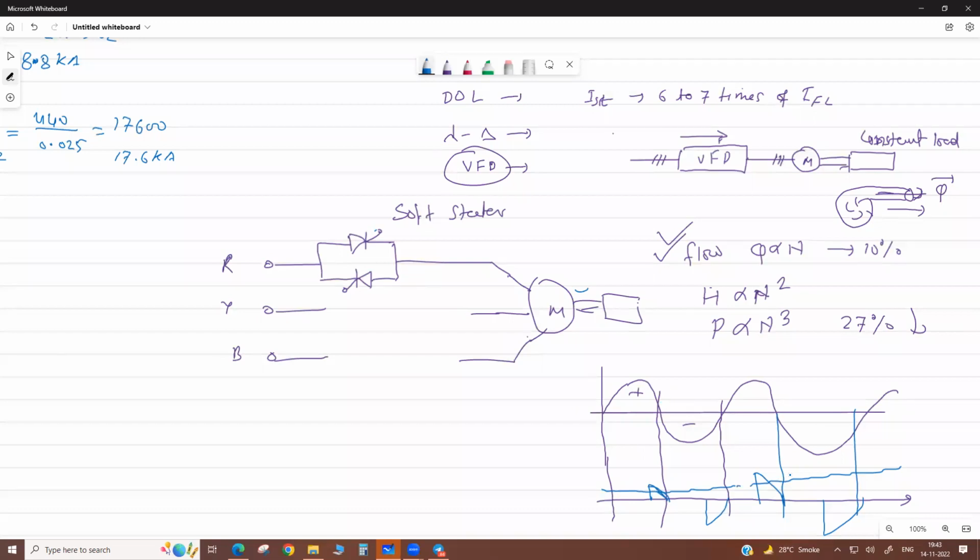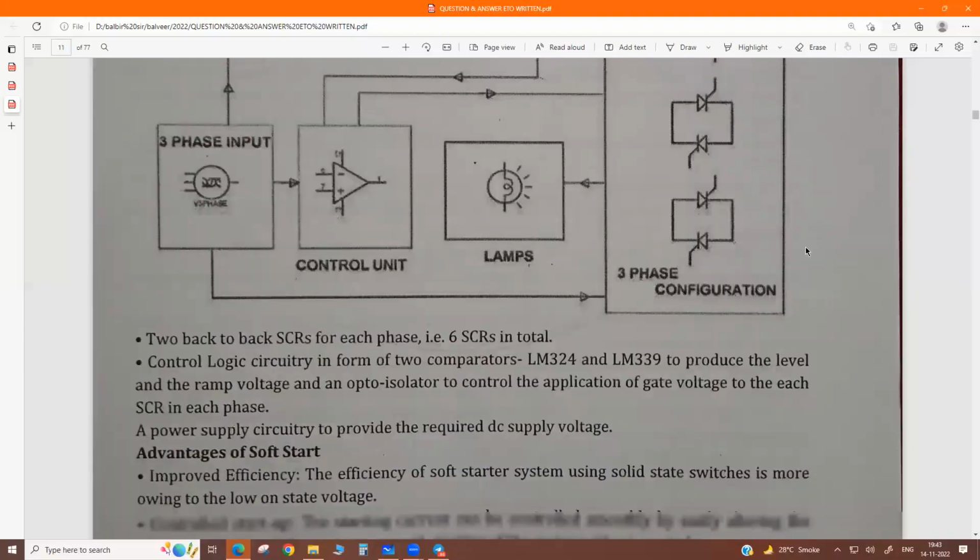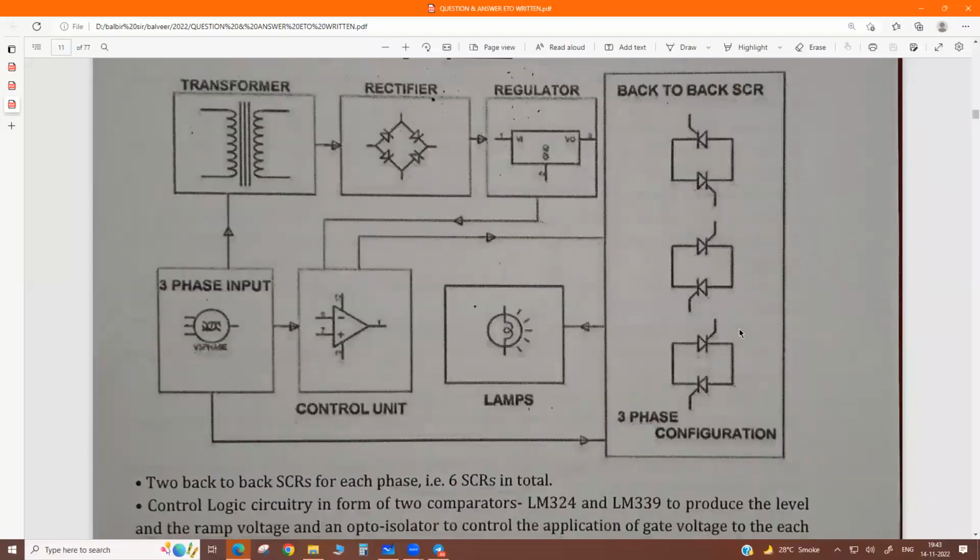Okay, then here current is reduced. There is a gradual increase in voltage, not a sudden change. Okay, so this is the soft starter. Like here, this is the back-to-back connector.